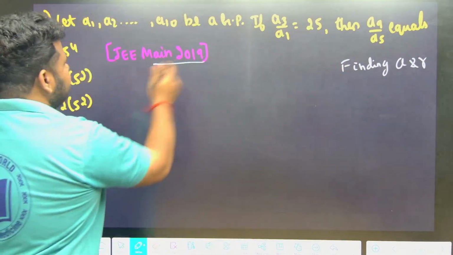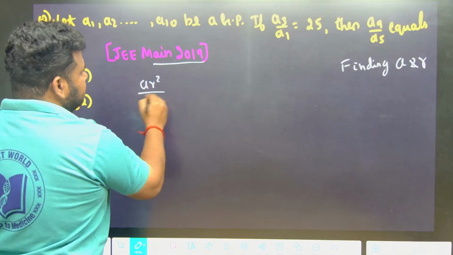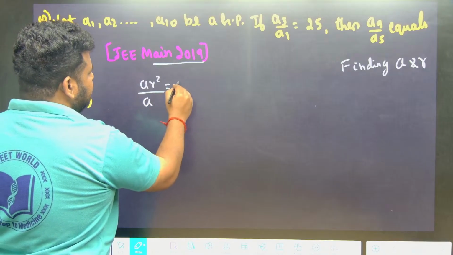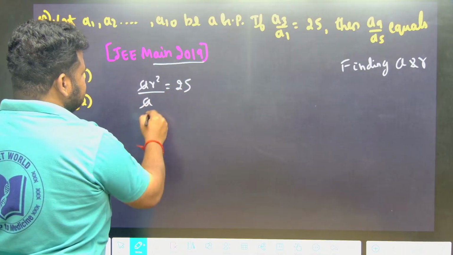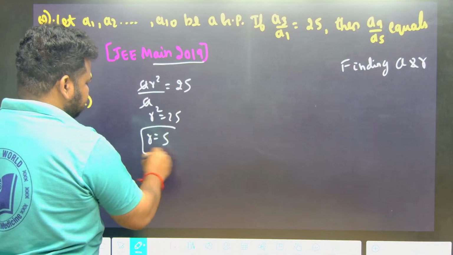So what is the value of a here? a3 means I can write ar square. a1 I just write as a itself. So this will become equal to 25. So a cancels, r square is equal to 25. So r will be equal to plus or minus 5. I will take it as 5.